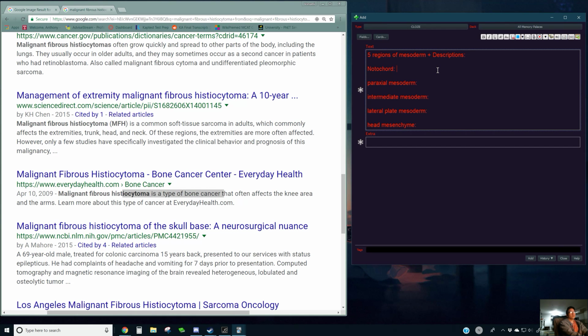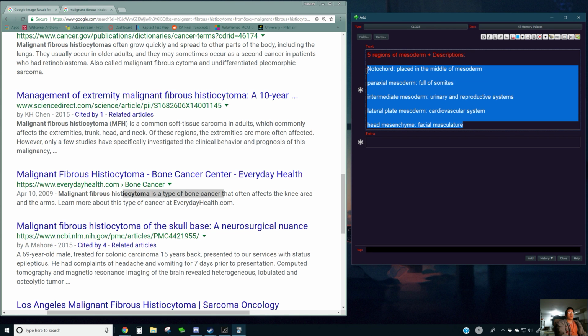Paraxial placed in the middle of mesoderm. Full of somites. Urinary and reproductive systems, cardiovascular system, and facial musculature. That was easy. I recalled this pretty quickly.